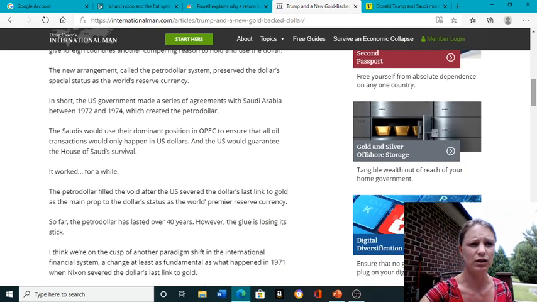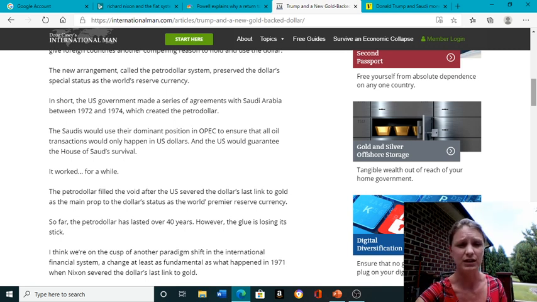Okay? In short, the U.S. government made a series of agreements with Saudi Arabia between 1972 and 1974, which created the petrodollar.